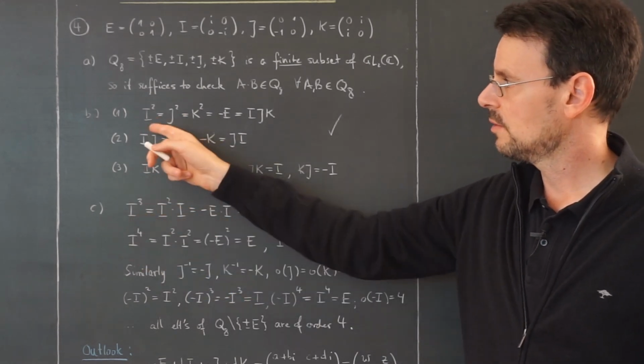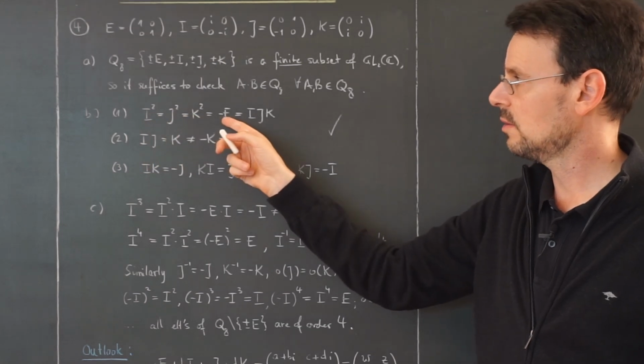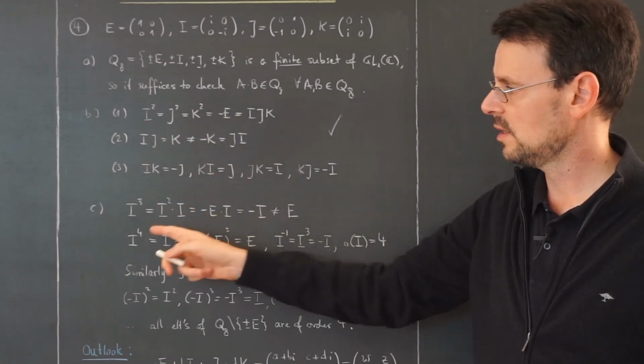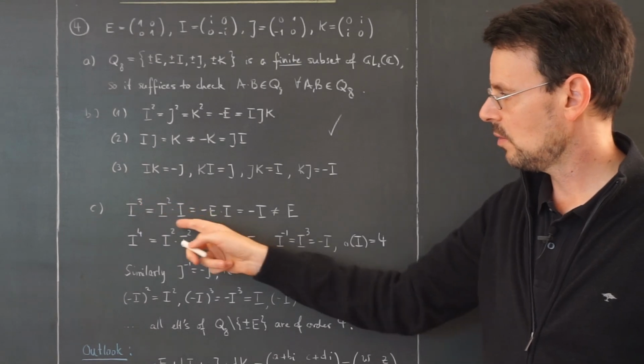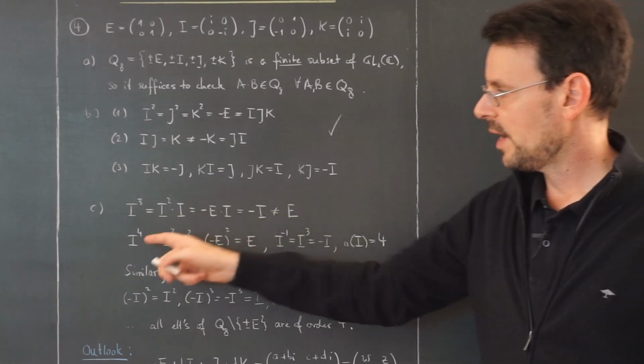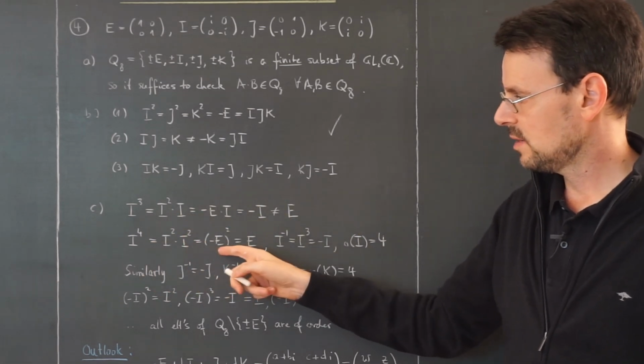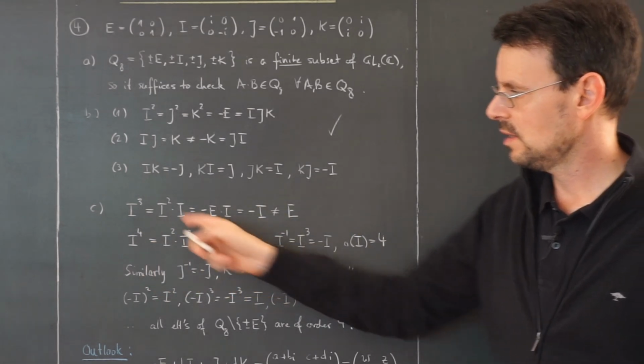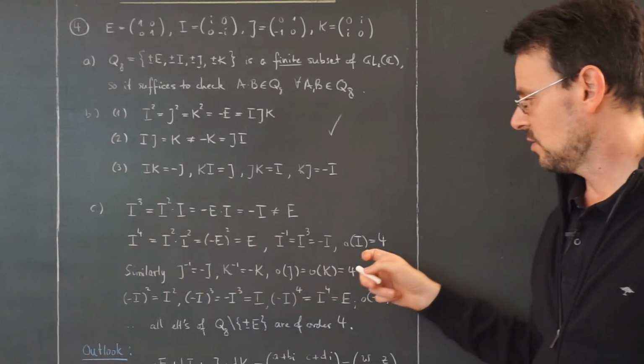i to the second power is clearly not the identity, but minus the identity. i to the third power is minus i, which again is not the identity. But i to the fourth power is minus e squared, which is the identity. So the order of i is 4.